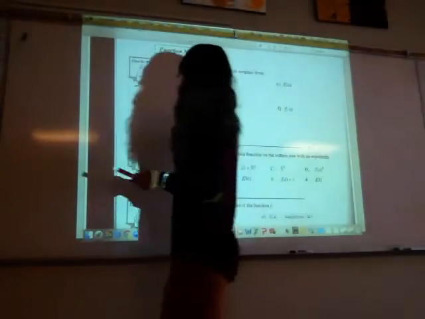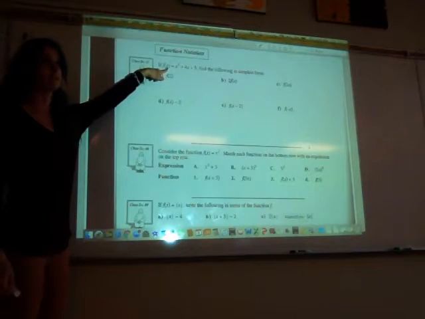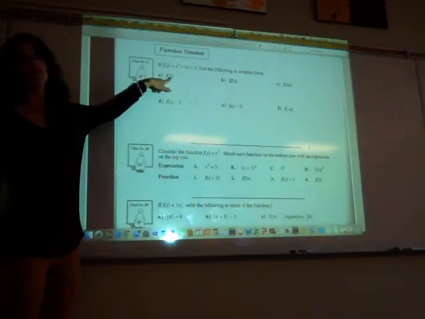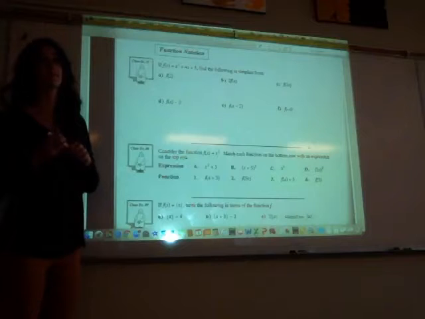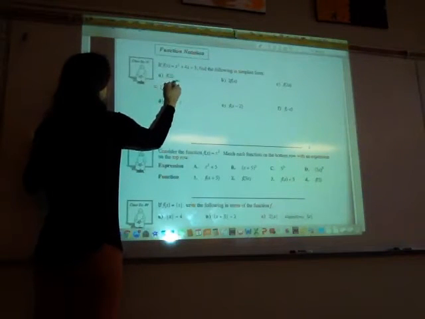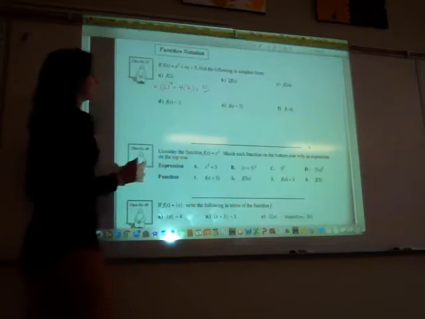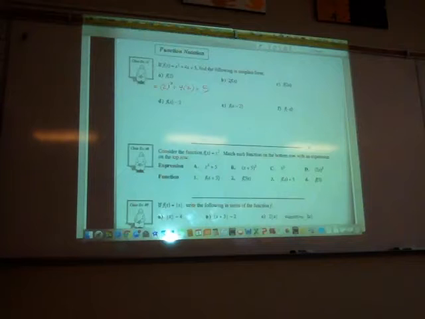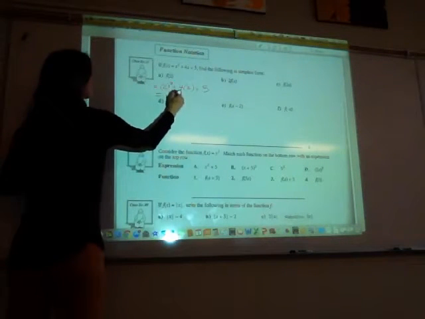So if we take a look at the original function, what is inside the brackets? An x. What is now inside the brackets? 2. So what do you think all these x's are going to be replaced with? 2's. Perfect. Okay, so we're going to plug in 2 squared plus 4 times 2 plus 5. And then we just evaluate. Okay, so we got 4 plus 8 plus 5, 17.